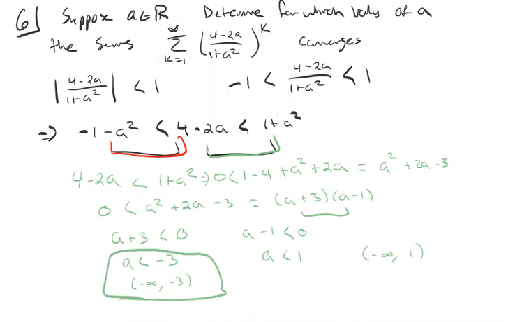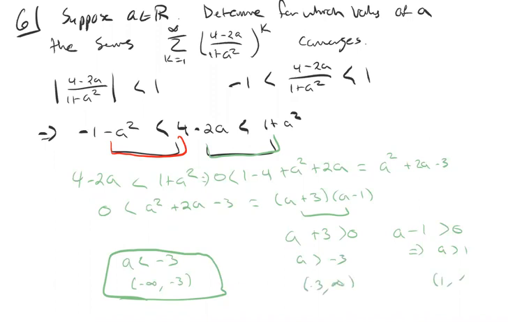Okay, and now we have to consider the case where they're both positive. So we have a plus 3, well, don't need the parentheses. We have a plus 3 greater than 0 and a minus 1 greater than 0. That tells us that a has to be greater than 1 and a has to be greater than -3. So this tells us that we have -3 to positive infinity, and this tells us that we have 1 to positive infinity. That's more restrictive, so we're going to take that.